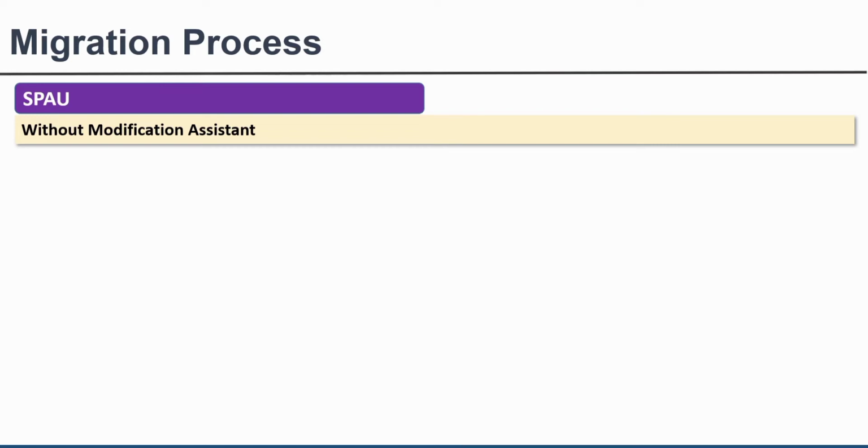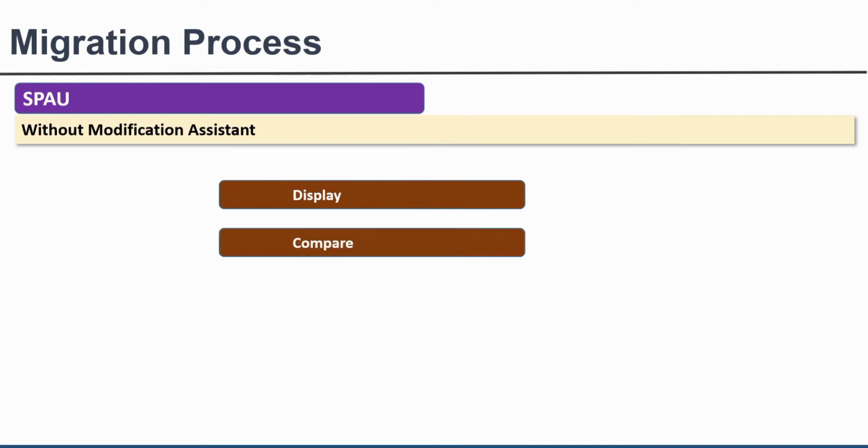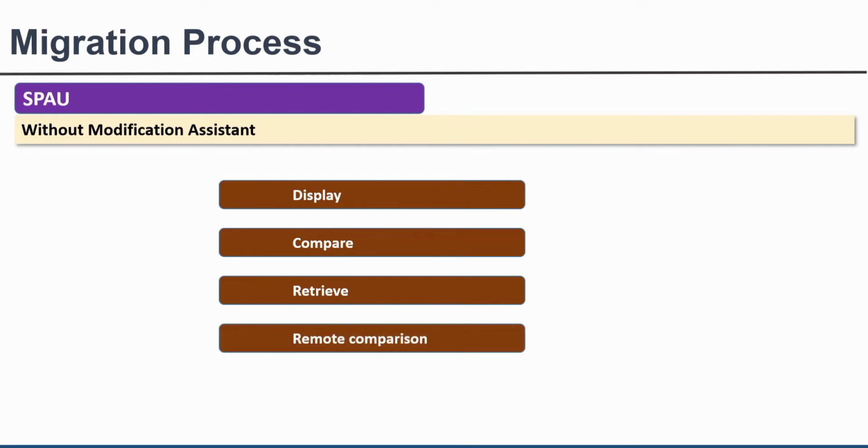needs to be adjusted. In version management, you have options like display, which will display the version selected, compare, which compares two versions, where it will highlight the changes, retrieve, which will help to retrieve the version selected and replace the current one, and remote comparison, which compares the object with a version from a different system.